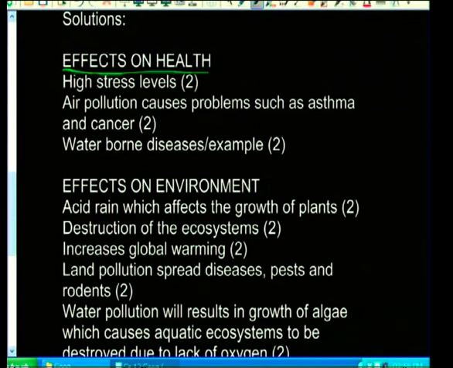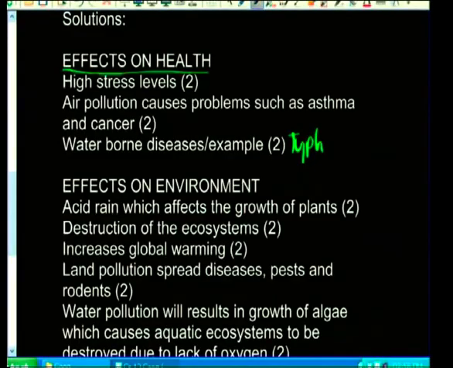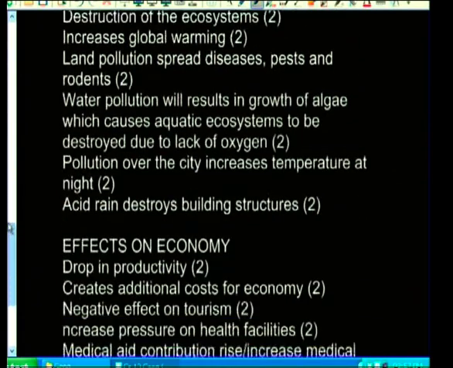Waterborne diseases, okay? Anything that could move in water in a form of pollution. So things like typhoid, okay, is a waterborne disease that will move through a city and cause a great amount of problems.